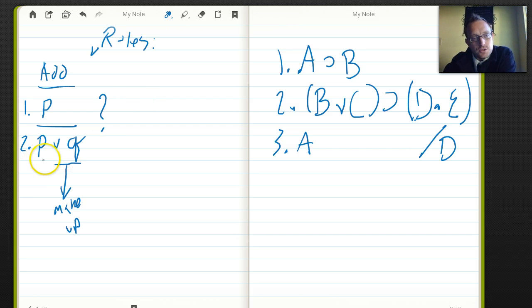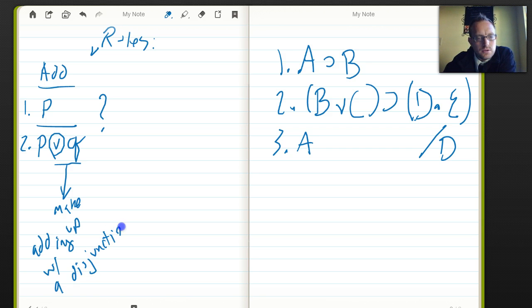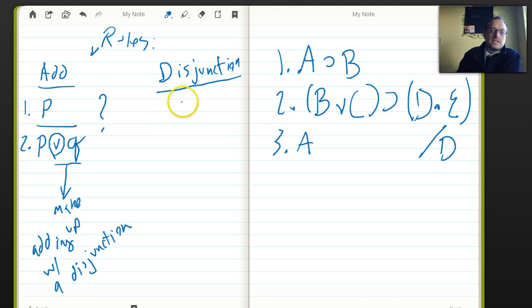Let's remember one thing here. Remember, when we add something, we use a disjunction. So adding with a disjunction. Let's remember, what is the disjunction rule itself? And this goes all the way back to propositional logic, the basics of doing truth tables.